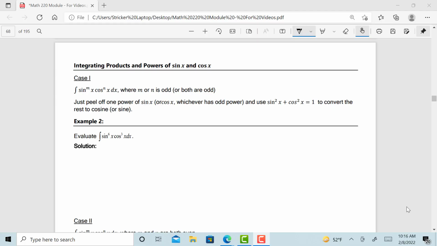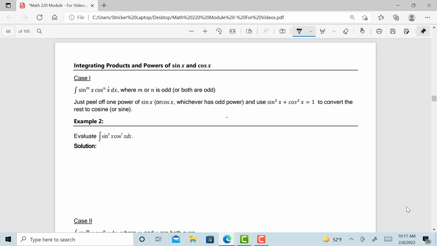Okay, welcome back to the second video for section 3.2, and in this video we're going to be taking a look at dealing with integrating products of powers of sine x and cosine x. And there's really two cases when we have sine and cosine. The first case is when we have an integral of sine and cosine and we have powers. So the power on sine is m and the power on cosine is n.